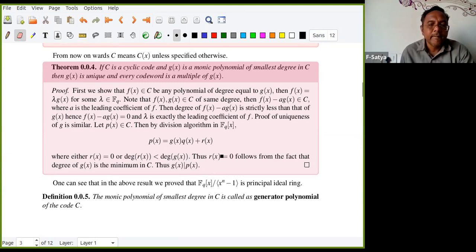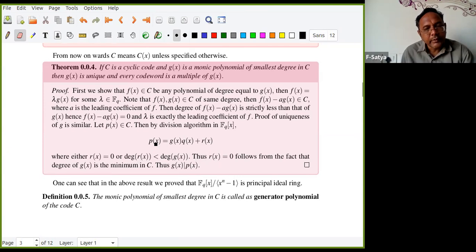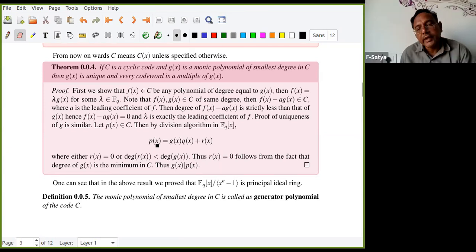Why? Can you tell me the reason? What happens if r(x) is non-zero? Degree of r(x) will be less than degree of g(x). That is okay. But we've assumed that g(x) has least degree in C. That is also fine. But where is the contradiction coming? C is an ideal. Do not forget that. We need to use that somewhere.